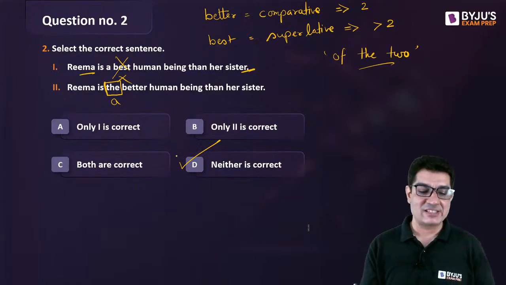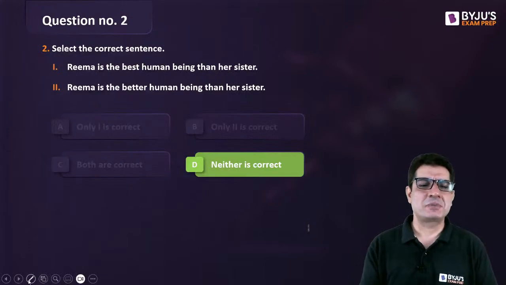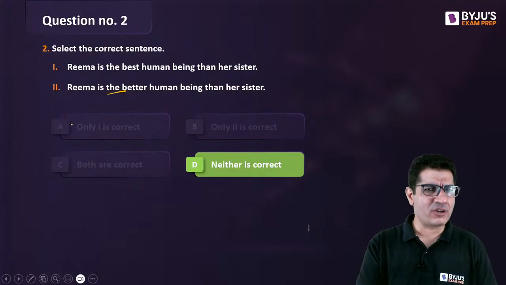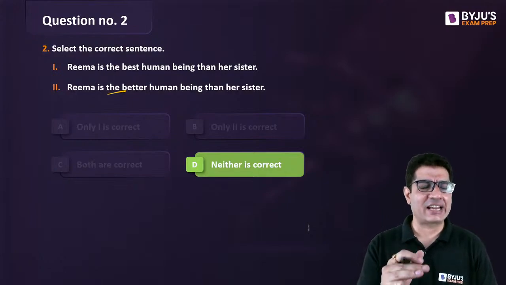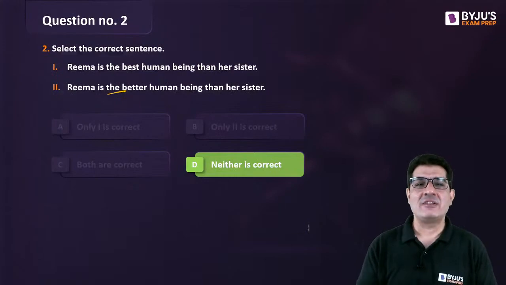Neither is correct. So maybe some of us forgot to look at the. So stay on your guard, okay? It at times can have layers, multiple concepts that get involved.